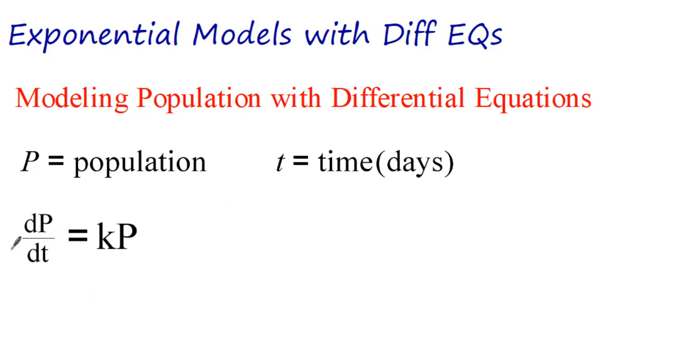So the rate of change of the population, the change of population with respect to time, is proportional to the population P. Let's say the time is in days, it could be in years, it could even be in seconds. So we have what's called a differential equation here, and we're going to separate the variables. 1 over P dP is equal to k dt.